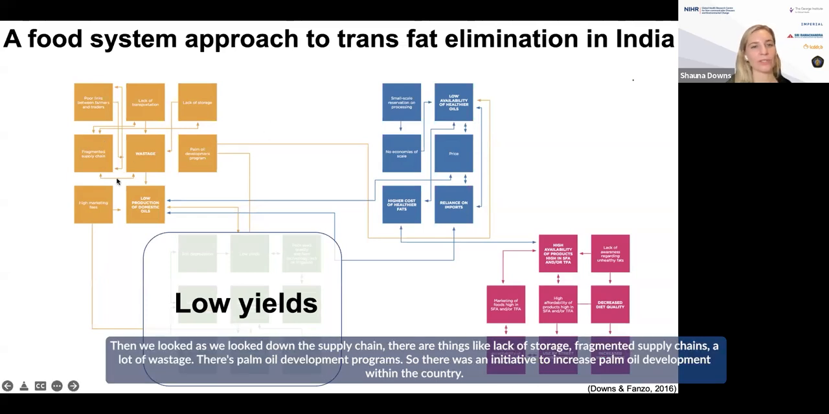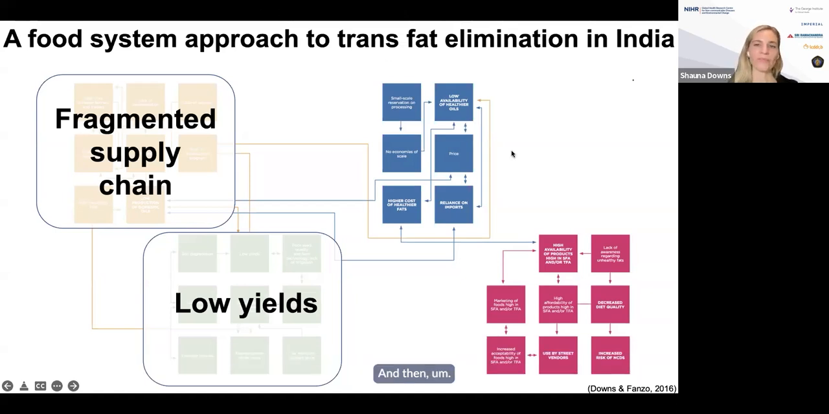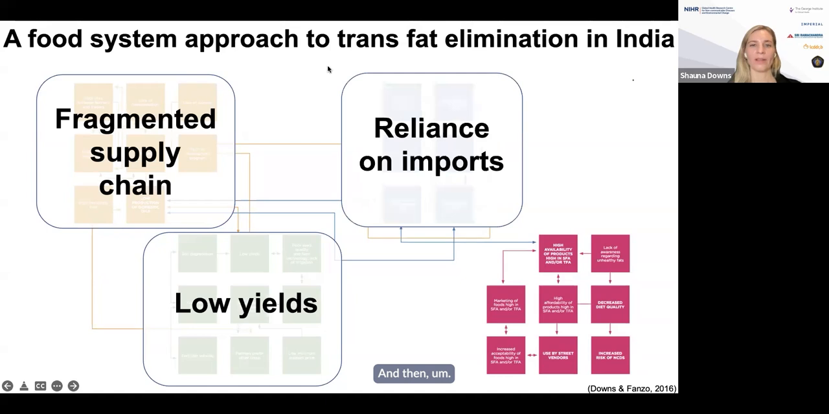Then as we looked down the supply chain, there are things like lack of storage, fragmented supply chains, a lot of wastage. There's palm oil development programs. So there was an initiative to increase palm oil development within the country. And all of those pieces showed that there was this fragmented supply chain. So you're starting with low yields of healthy oils, then the supply chain is really fragmented. So there's less availability, and that impacts affordability. And then you have this reliance on imports because of that.